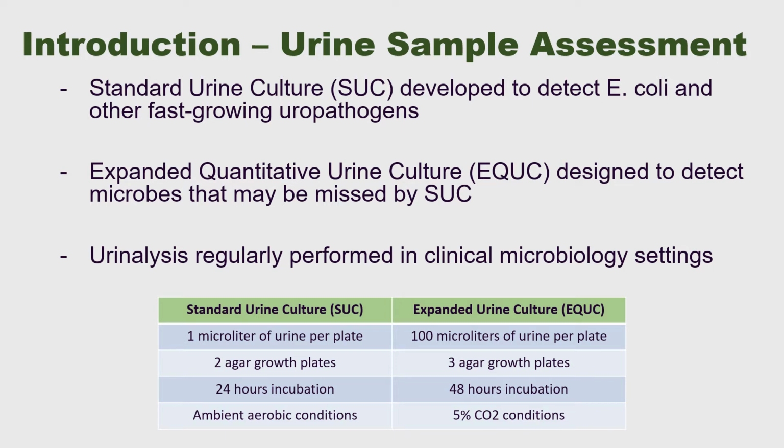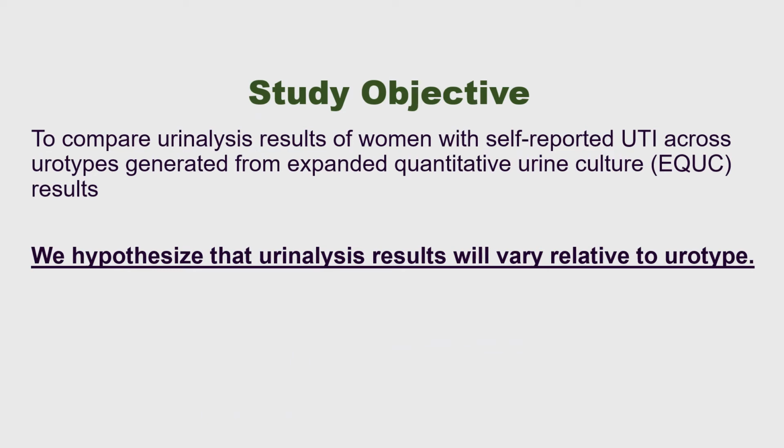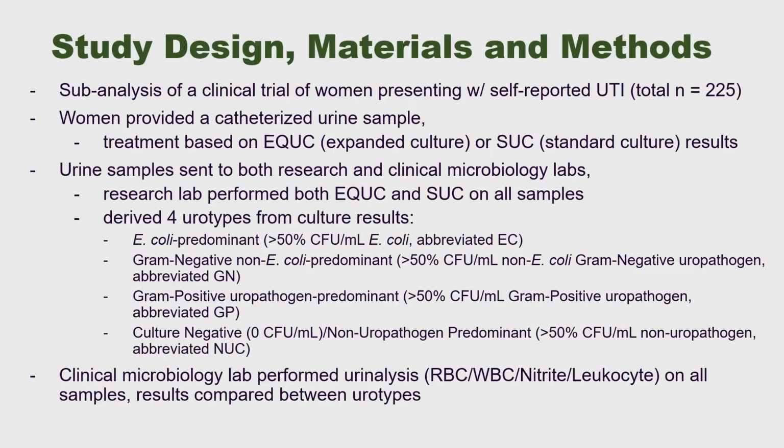In addition, urinalysis is regularly performed in clinical microbiology settings to assess white blood cell counts, red blood cell counts, leukocyte and nitrite levels, among other measures. The objective of our study was to compare the urinalysis results of women with self-reported UTI across urotypes generated from expanded quantitative urine culture. We hypothesize that urinalysis results will vary relative to urotype.